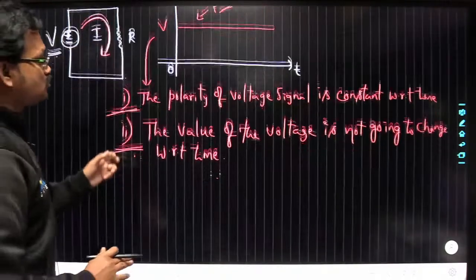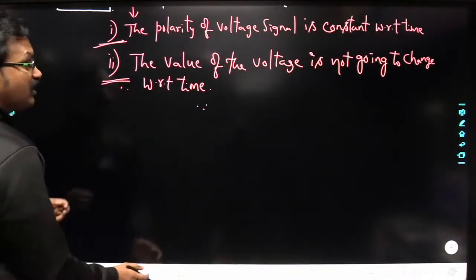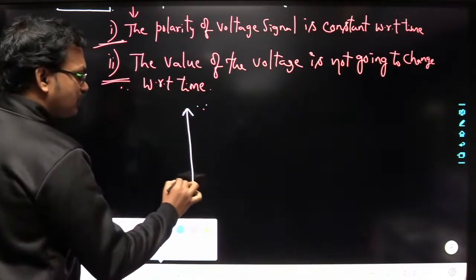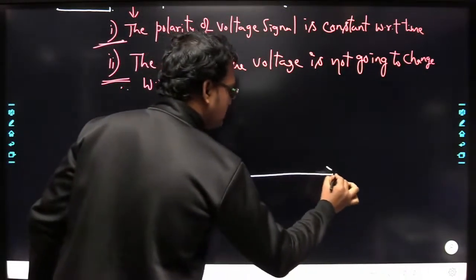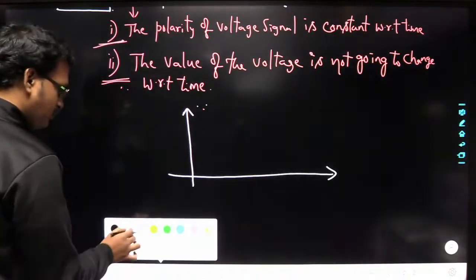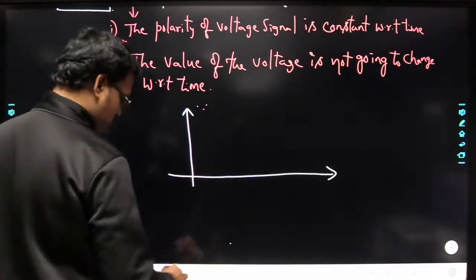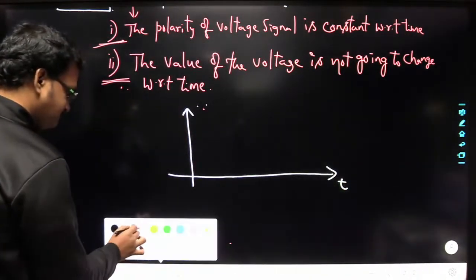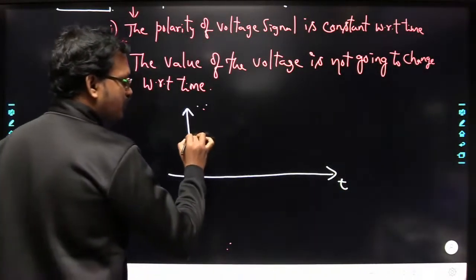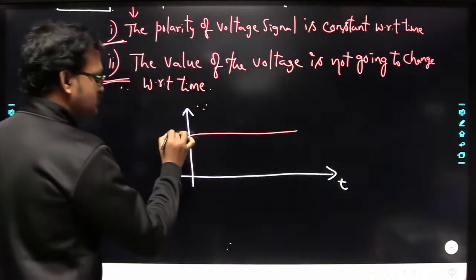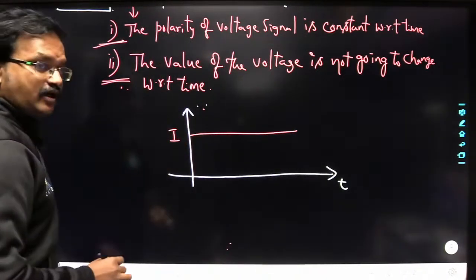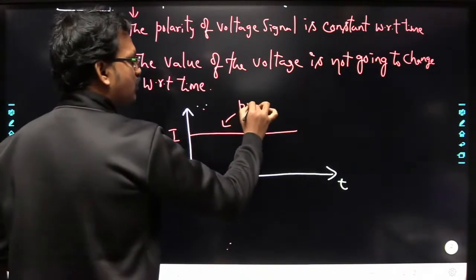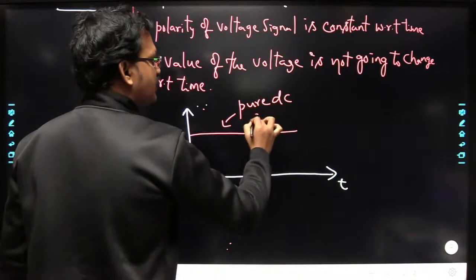Understood? Okay, so here I am drawing the pure DC current signal with respect to time. So this is a pure DC current signal. Let us say I. So what are the properties of a pure DC current signal here?